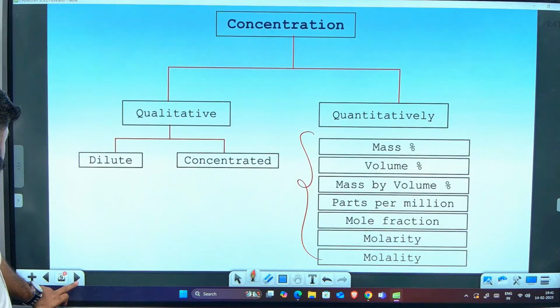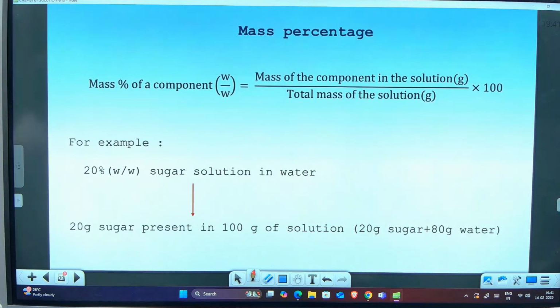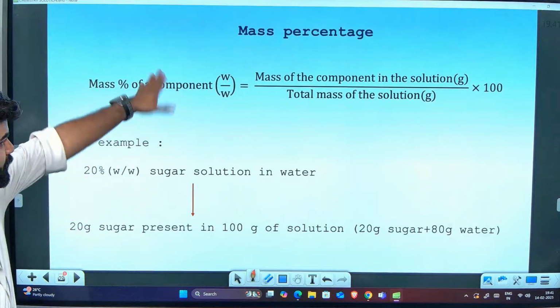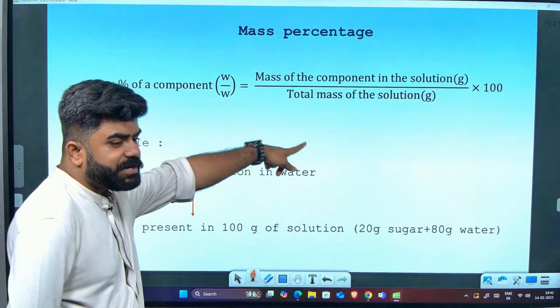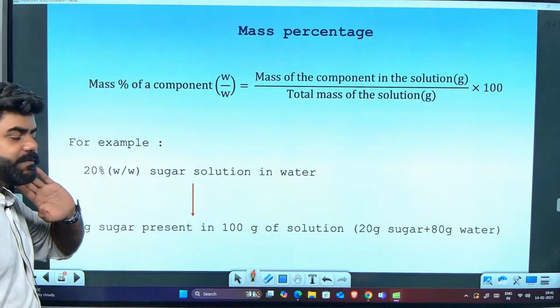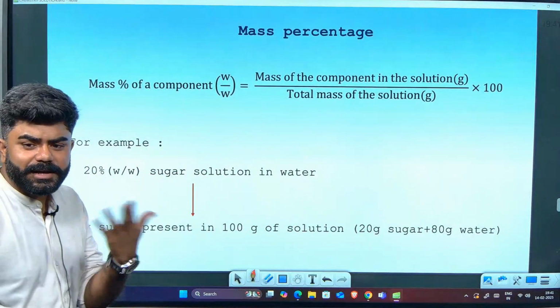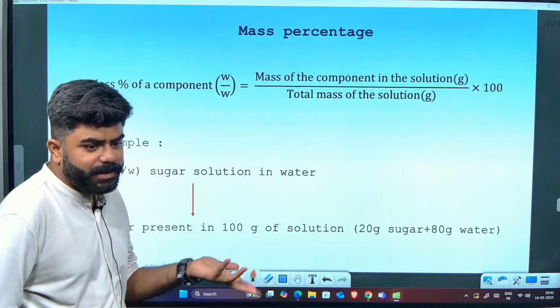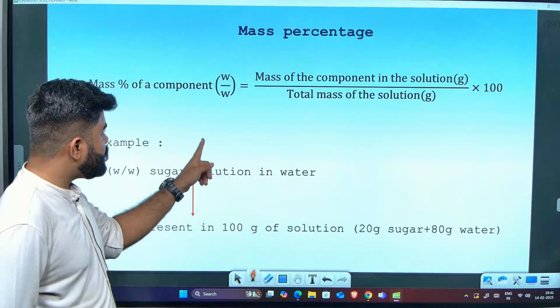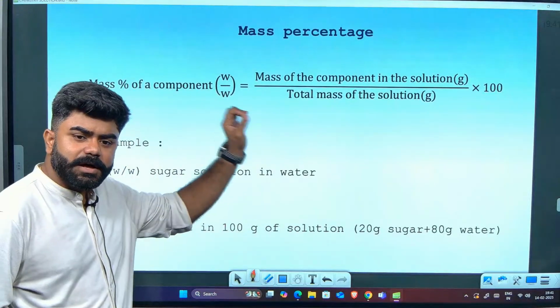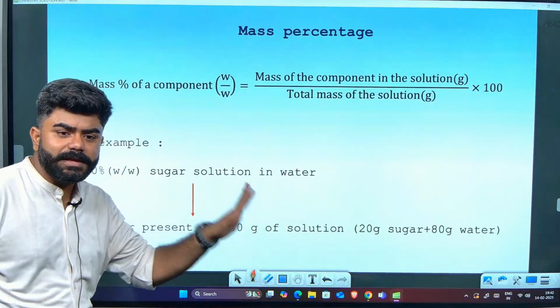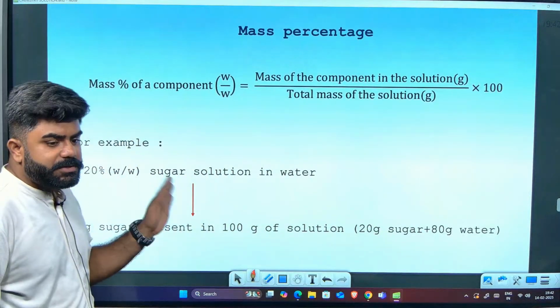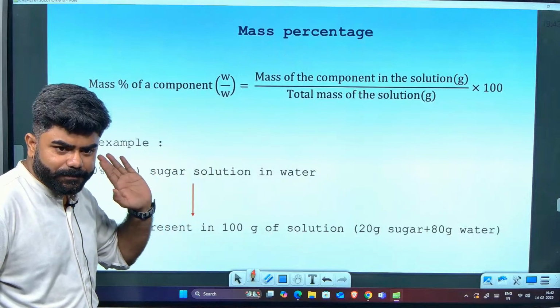So first we'll go to mass percentage. What is the formula for mass percentage? Mass of the component in the solution divided by total mass of solution into 100. And why the 100? Because it is percentage, we are just multiplying with 100. So you will remember that the mass percentage formula is mass of the component in solution divided by total mass of solution into 100. That's the formula.